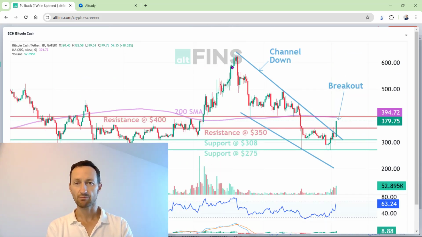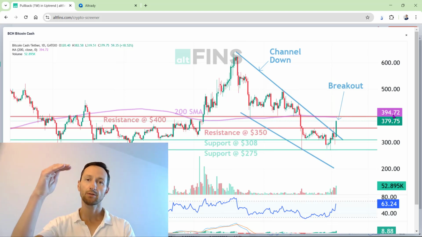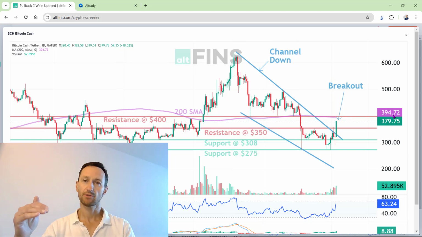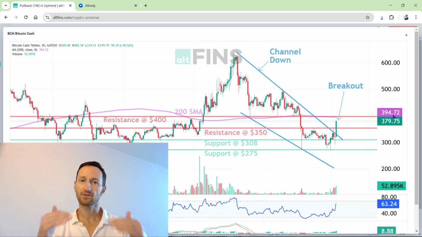And then once it was broken, then it acted as support. And once it gets broken as support, it becomes a resistance. That's a concept known as polarity. When the support gets broken, it becomes resistance. When resistance gets broken, it becomes support. But the same level is a very key level, and that appears to be a $400 level, which also coincidentally lines up with the 200-day moving average.